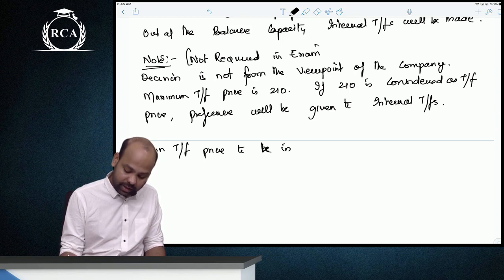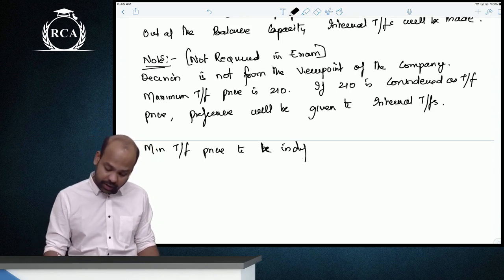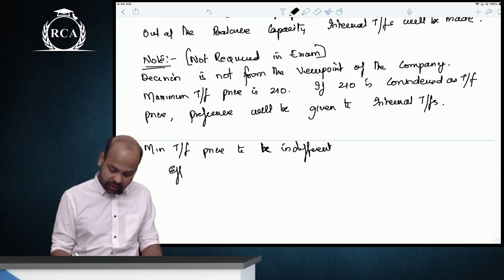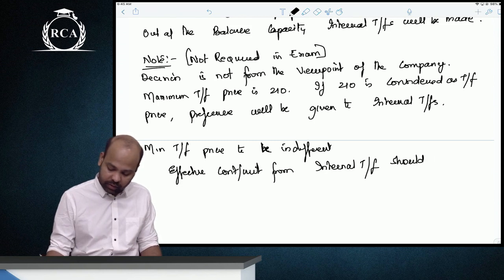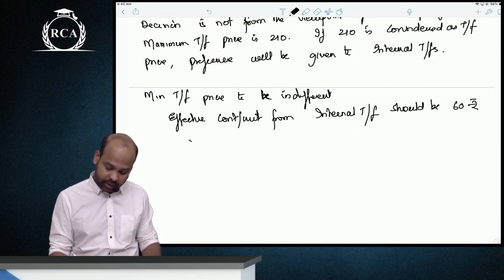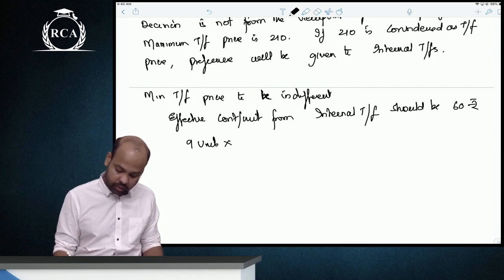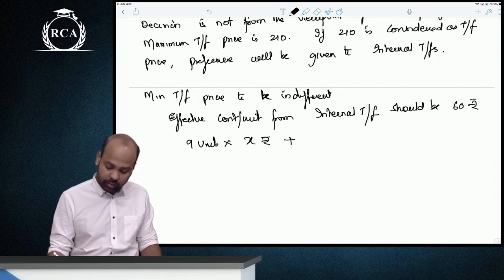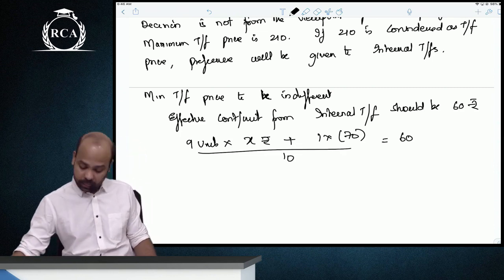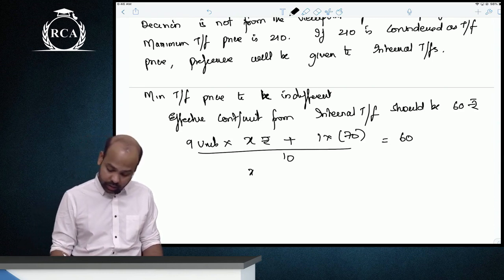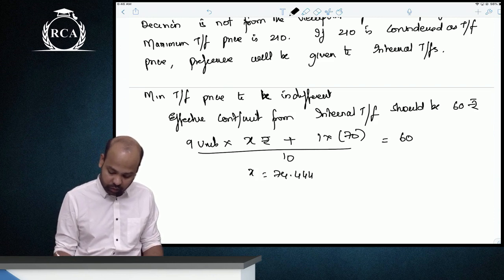If they would have asked us, guys, what is the minimum transfer price to be indifferent, the effective contribution per unit from internal transfers should also be 60 rupees. Yes or no? So I will say beta, 9 units into X rupees, I do not know what the contribution is, 1 rupee into negative 70 divided by 10 units should give us 60 rupees. 670 divided by 9, that X should be 74.444 rupees.